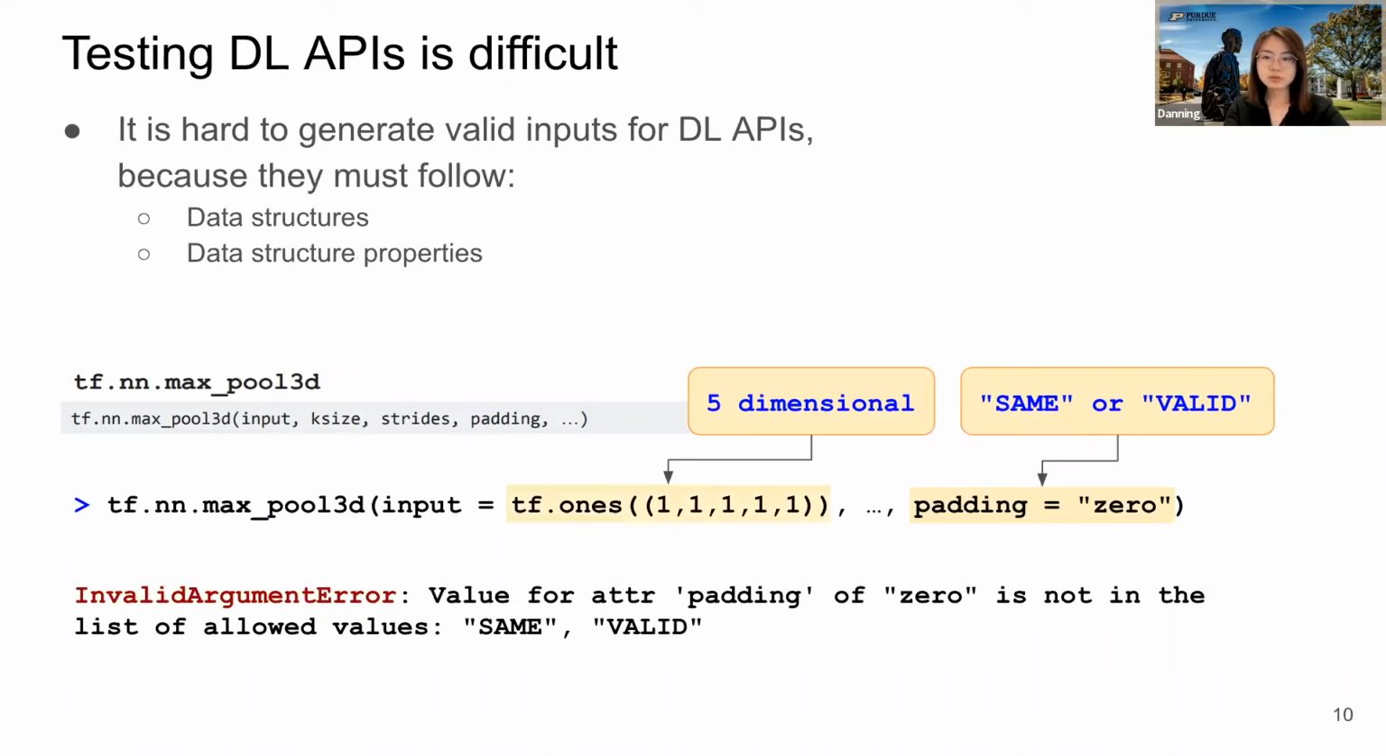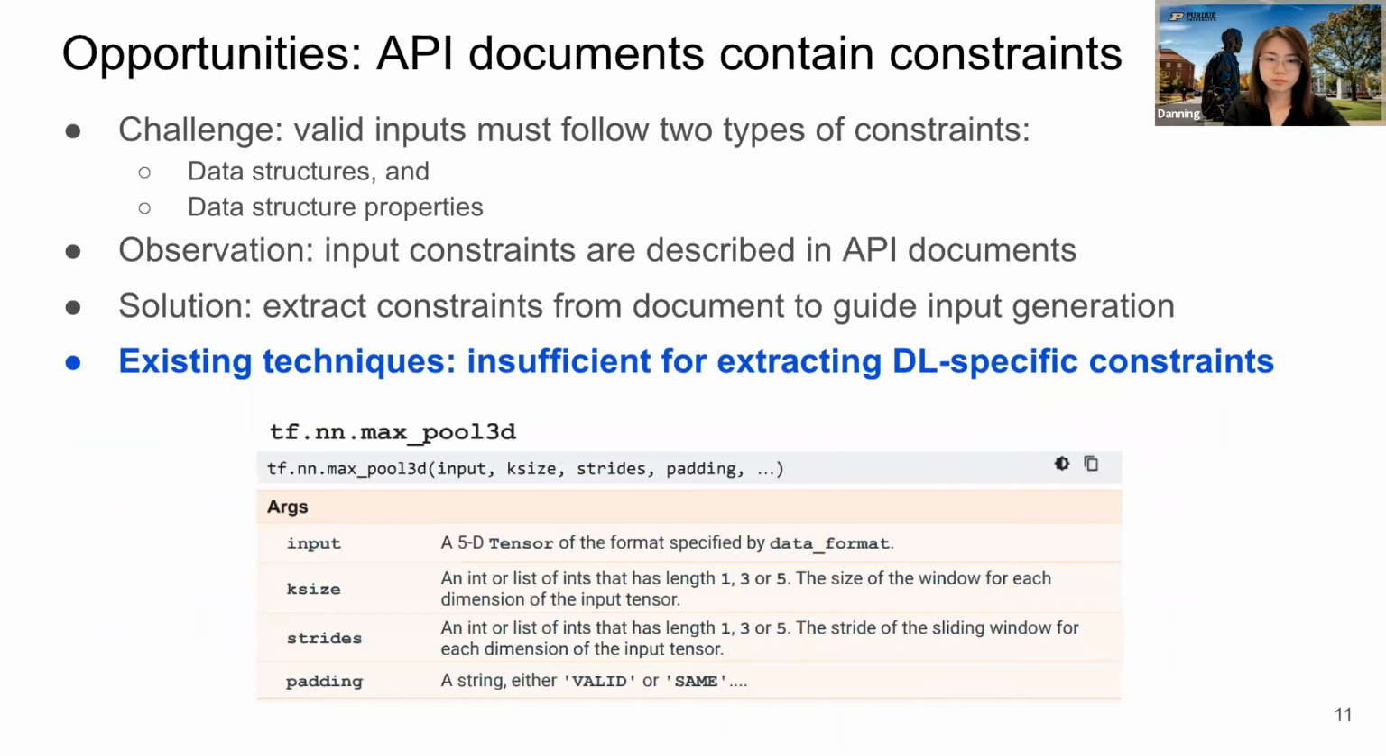Therefore, to generate valid input for deep learning APIs, other than data structures, we also need to know the properties of these data structures. Without such knowledge, most of the inputs will simply trigger exceptions in the code validity check without reaching the core functionality. Although generating inputs for deep learning APIs is challenging, our observation is that some of the input constraints are described in the document. So, our solution is to extract constraints from the document to guide the input generation.